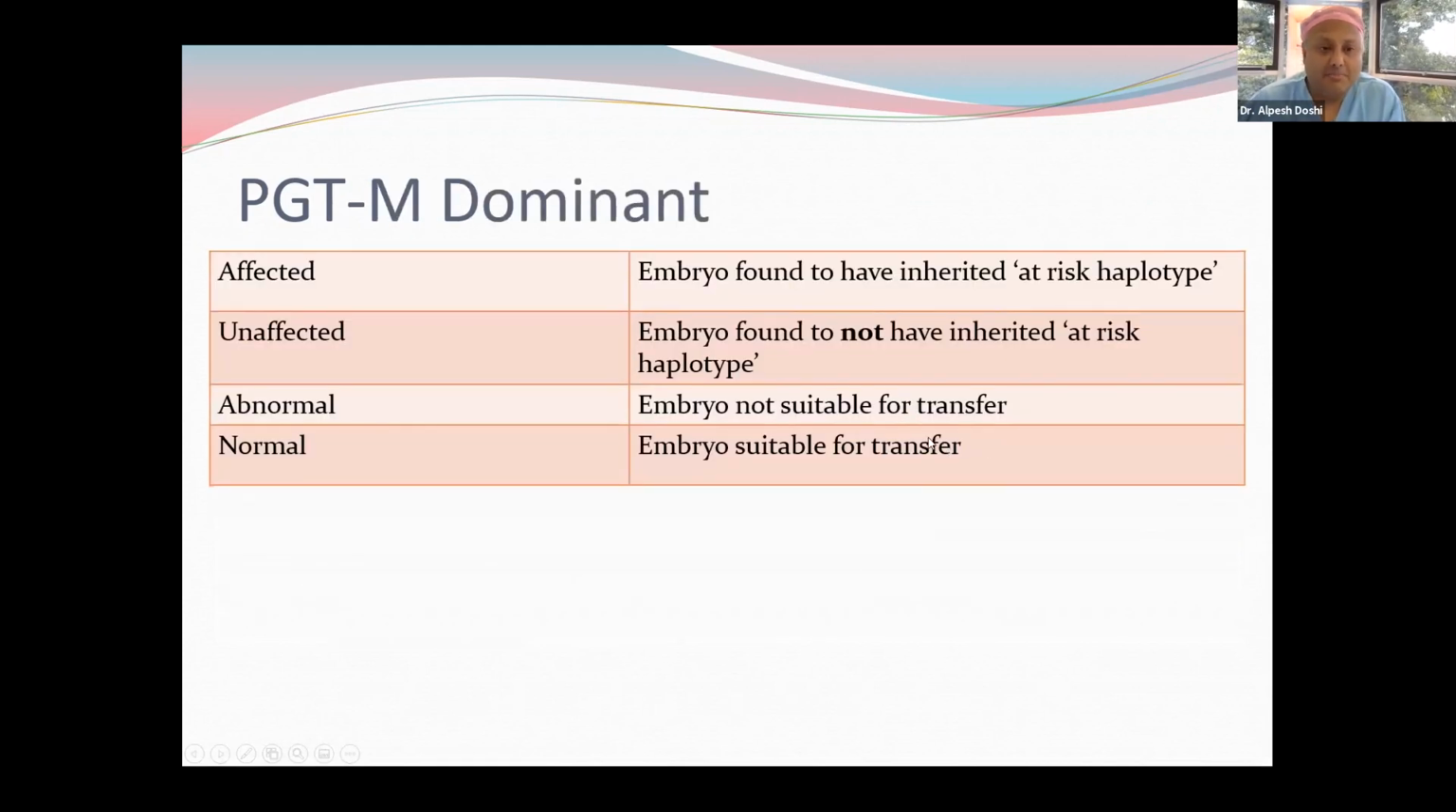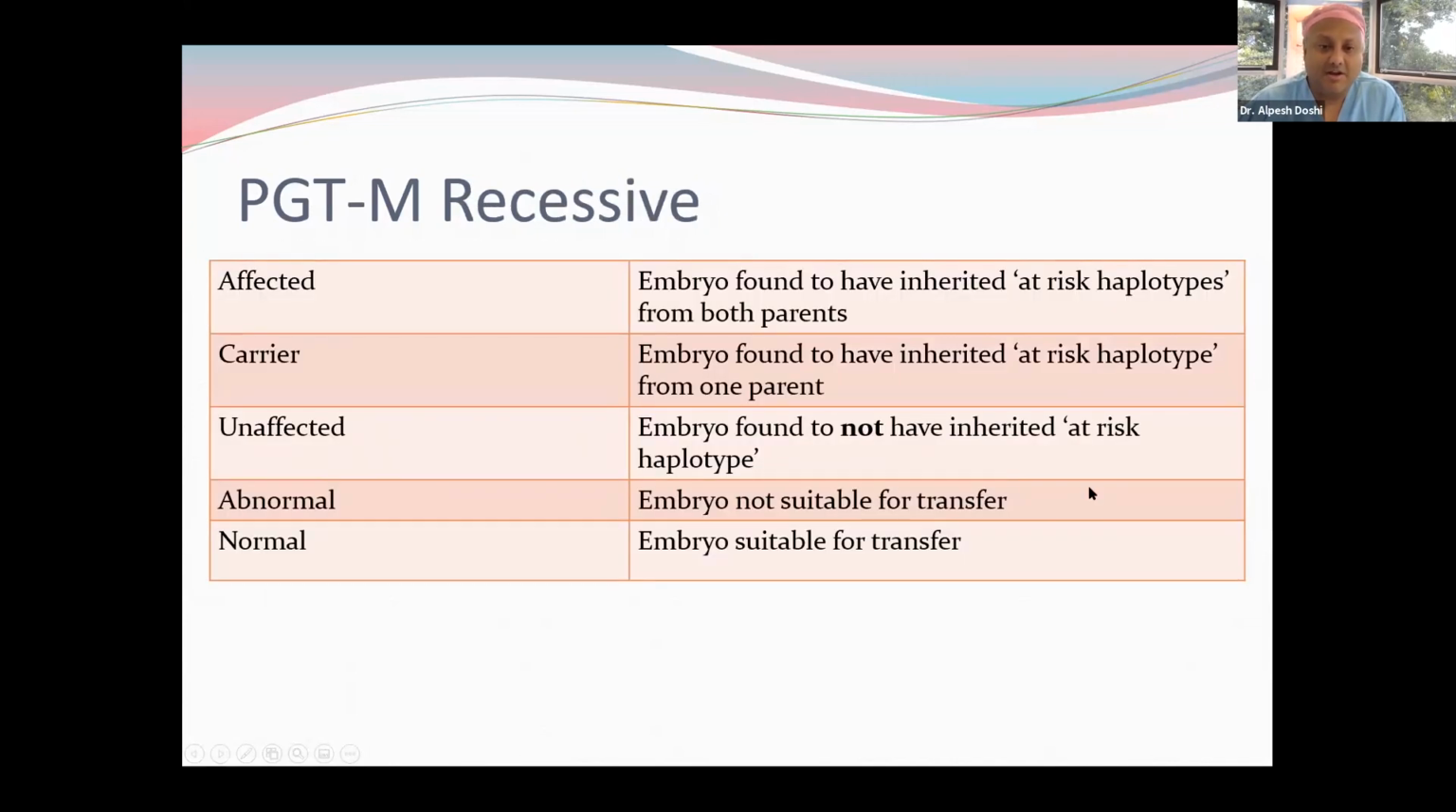So then we move on to PGT-M, and of course the various categories are, you can either have an affected embryo, whereby they have the at-risk haplotype seen, or you can have an unaffected embryo which does not have the at-risk haplotype present. You can have an abnormal embryo, which of course is unsuitable for transfer when it comes to the aneuploidies, or the other categorization is a normal embryo when it comes to aneuploidies as well.